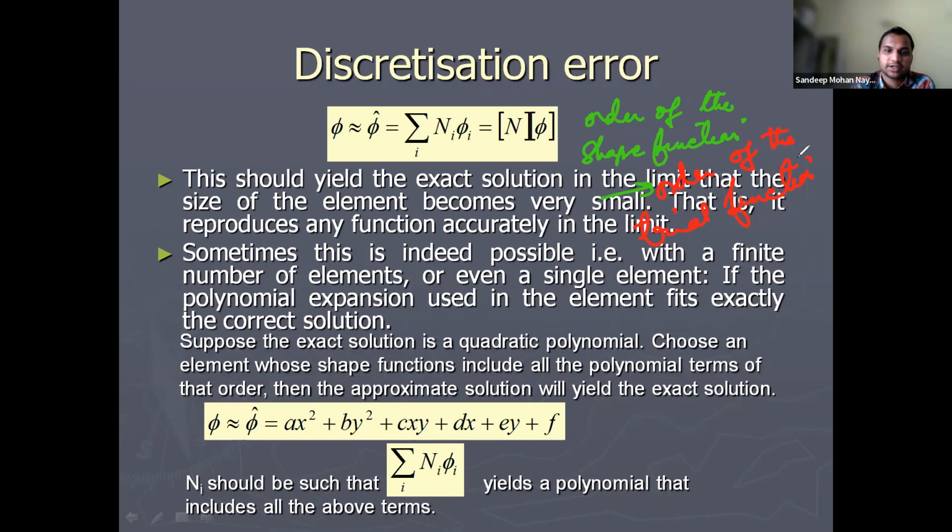Ma'am, how can I define the order of the trial function? That I'll come to later. Okay. But this is what I need to do, is what I want you to understand at this point of time.